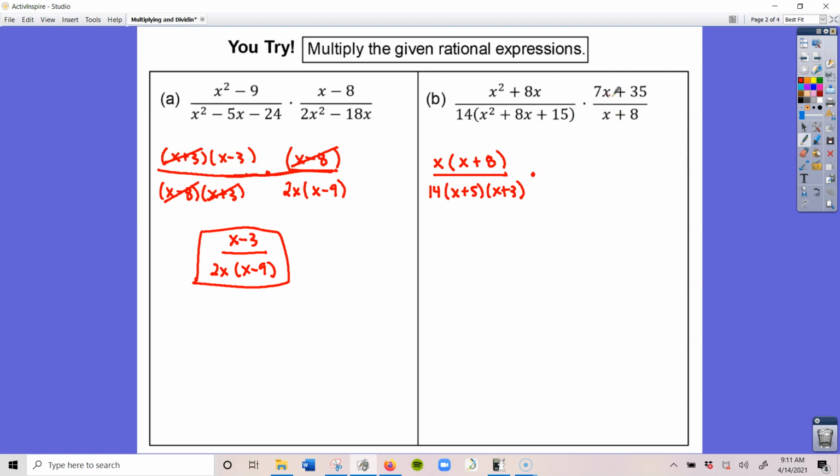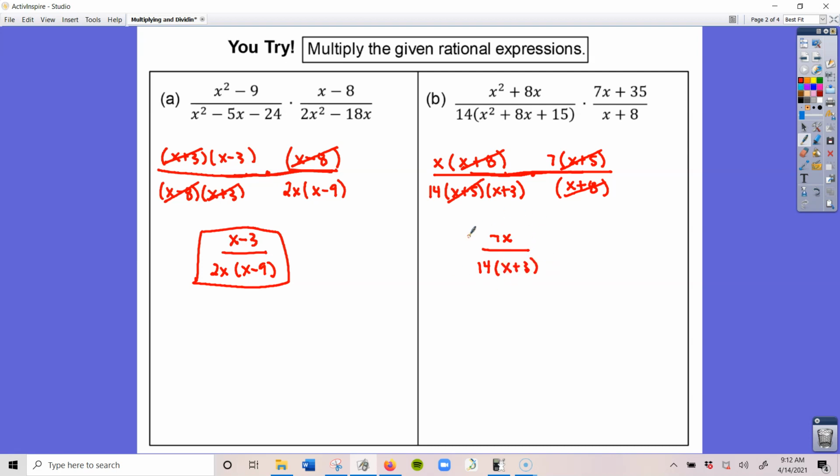Times. Then we have this 7x plus 35. Both of these terms have a 7 in common, so I can factor out the 7. And that would leave me with x plus 5 over x plus 8. Now that everything is factored, I can just turn this into one giant fraction and start canceling. These x plus 8's will cancel, the x plus 5's will cancel, and so what we're left with in the numerator is 7x over 14 times x plus 3.